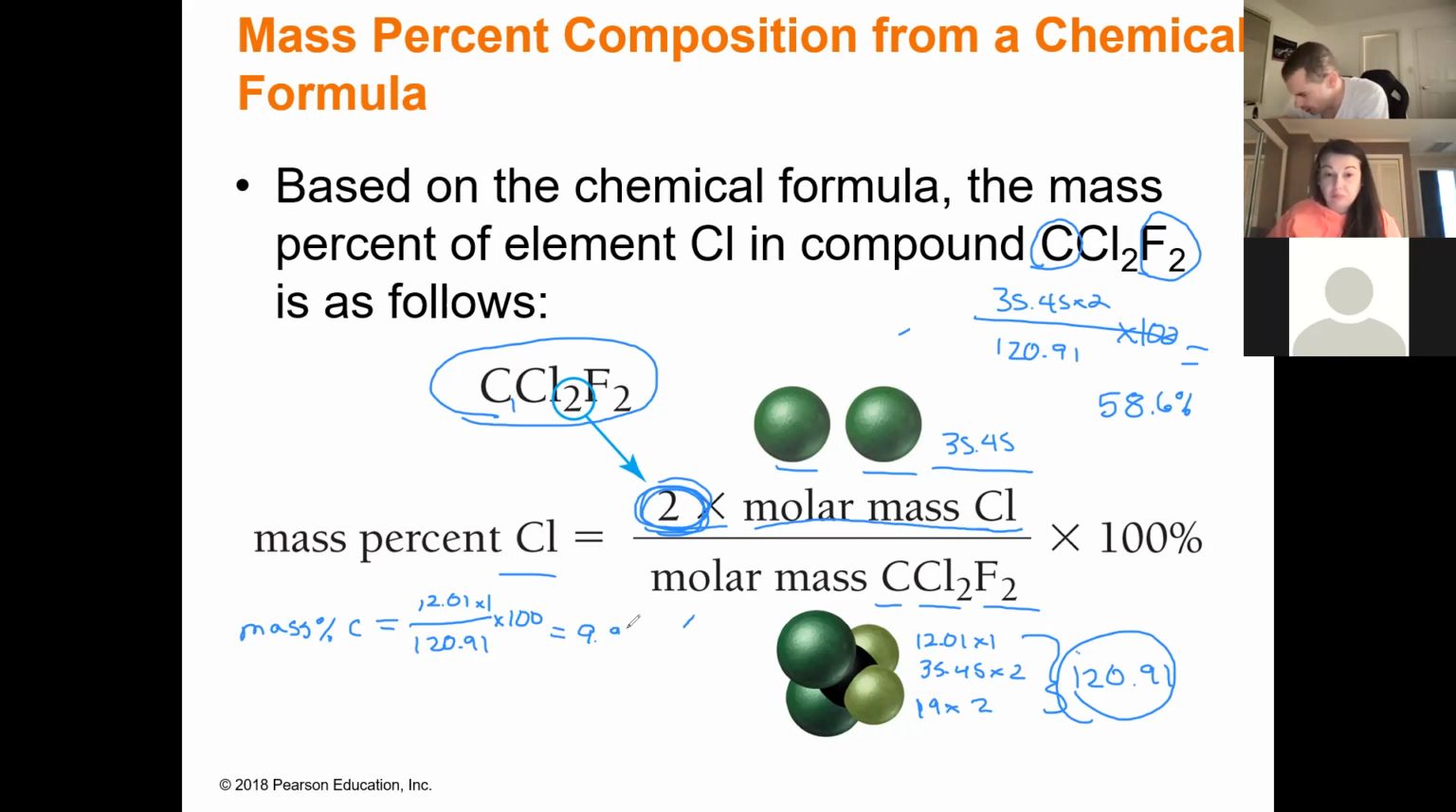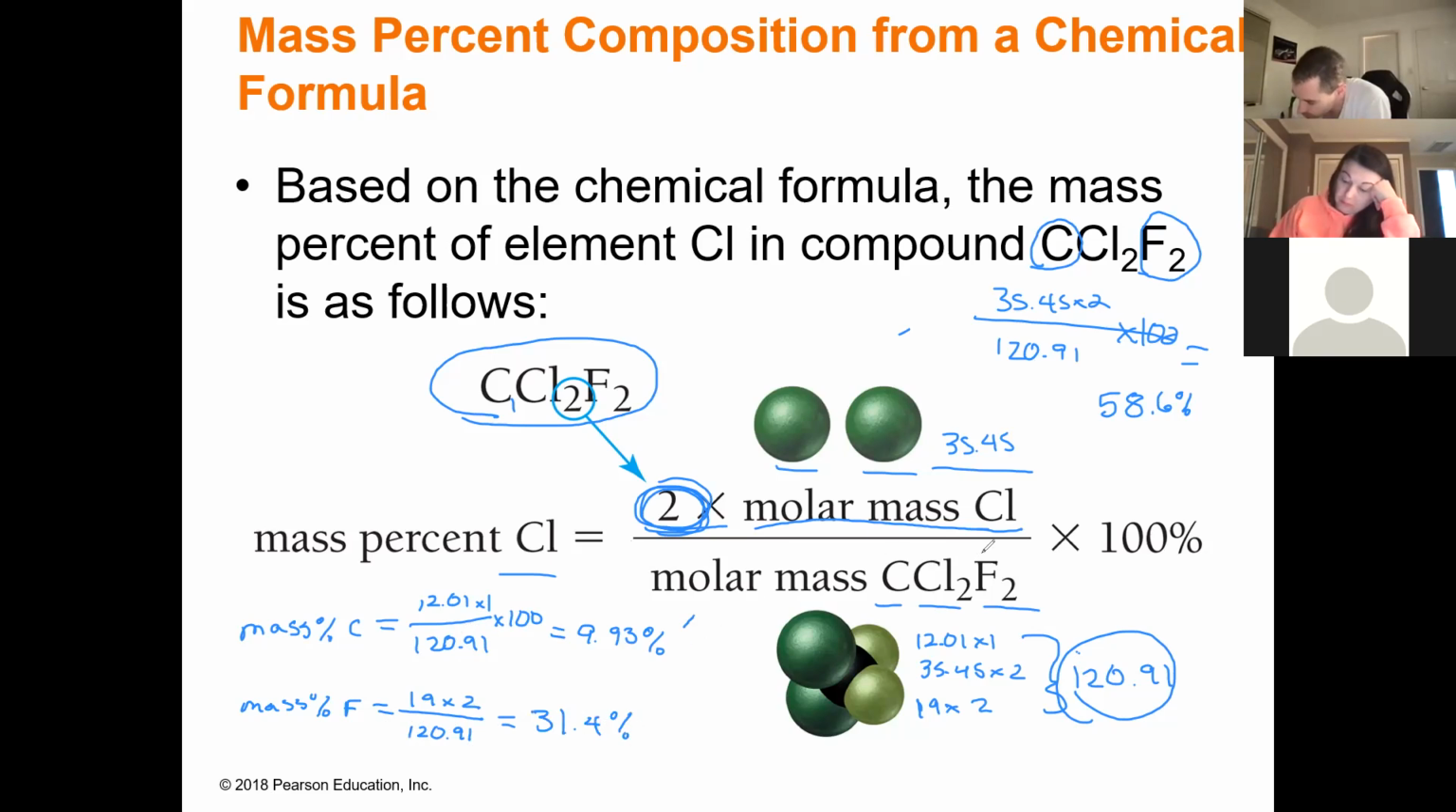9.93%. If I do the mass percent of fluorine, I need to take fluorine's mass, which is approximately 19, and multiply it by 2. And again, I just divide it by the molar mass of the total. Like this is like we're finding the percentage of fat, we're finding the percentage of protein, and we're finding the percentage of, I don't know, skin or something like that in the body. So 19 times 2 divided by our 120.91, and we multiply it by 100, and this gives us 31.4%.